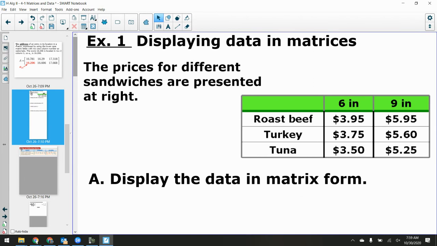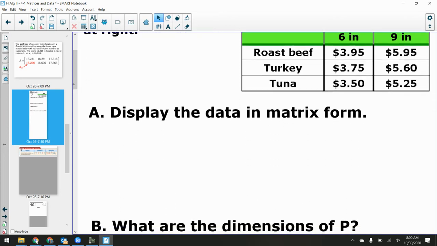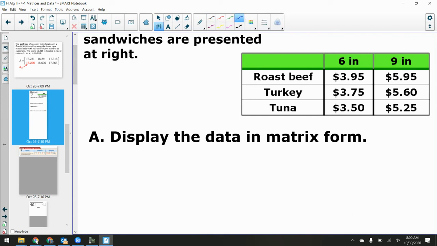All right, so we're just going to practice writing a matrix out right now. Prices for different sandwiches are presented on the right. Display the data in matrix form. So, I don't even have any markers up here. Hopefully. Okay, so here's our data. If I want to use a matrix, you kind of remove all context from everything. You're only looking at the actual numbers. You're not actually thinking about what's going on within the table. So let's call this matrix P for prices.